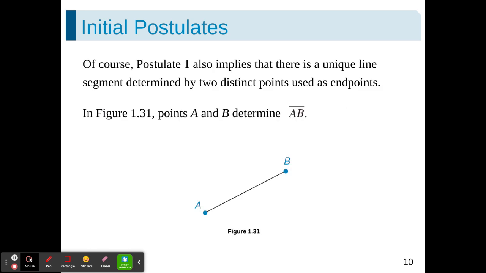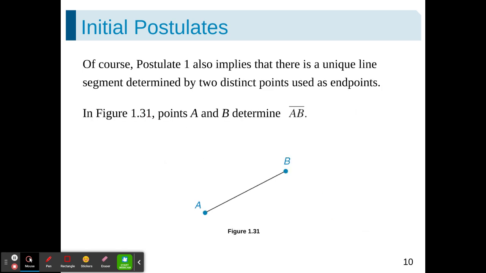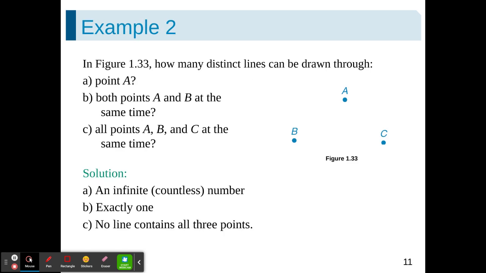Of course, postulate 1 also implies there's a unique line segment determined. So since on this one we have a line, then we can also determine or imply that we have a line segment. All right, so here are some examples.